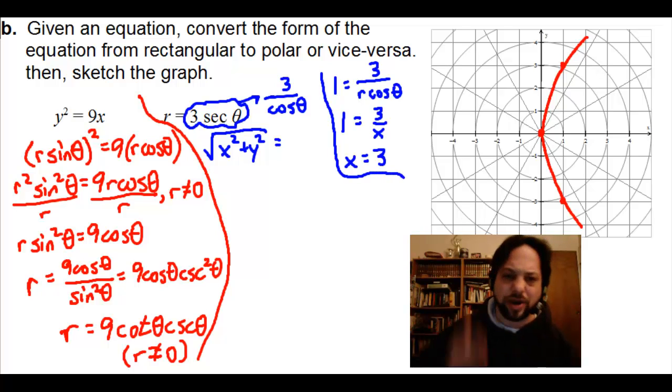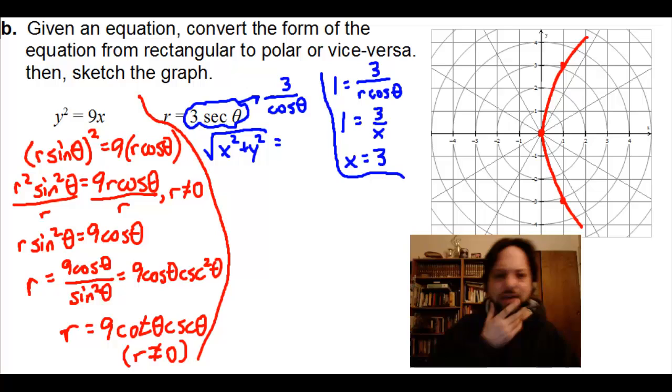And really, this would just graph as a straight vertical line? It just seems too simple. So let's go back and try this way, since it's fun to make a mess of things. 3 divided by cosine theta. We know what theta is. In fact, I don't even need to write it this way, because I can just say this is r, and then 3 secant.